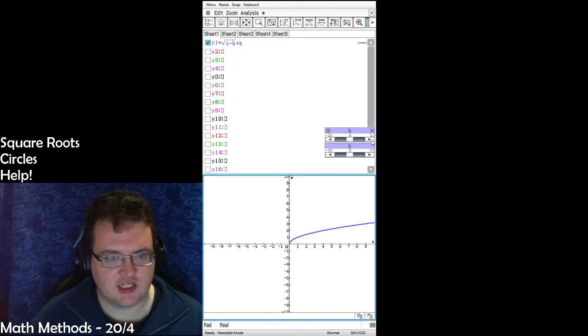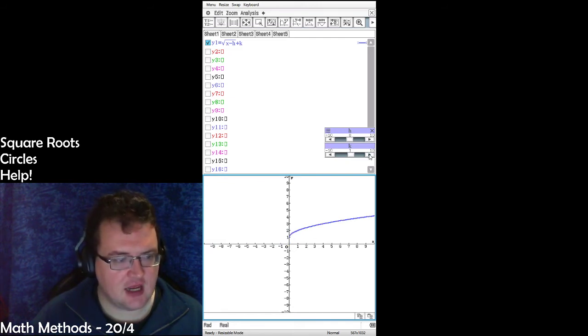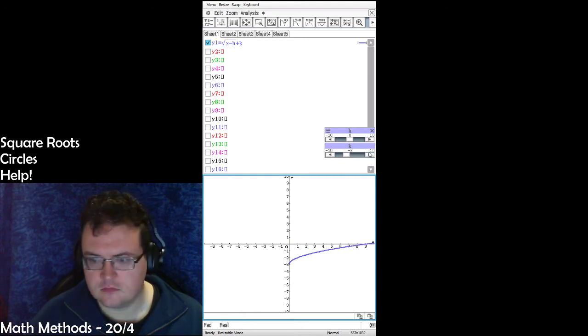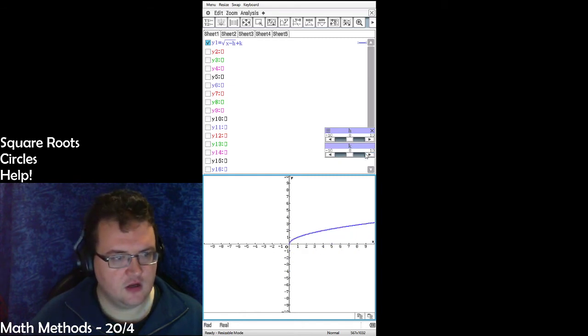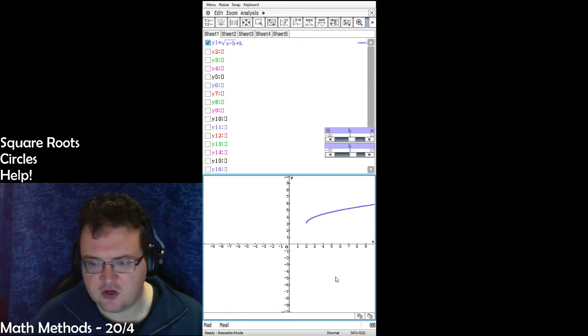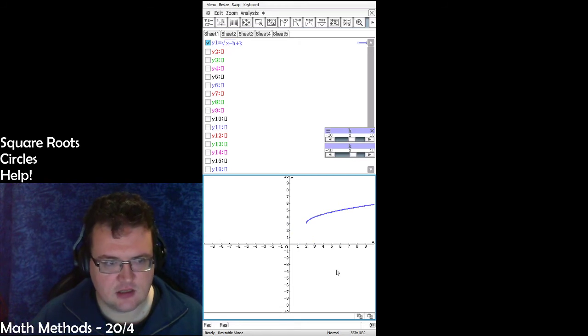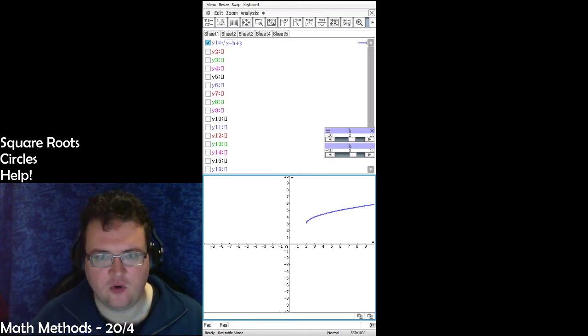So it's moving across the x-axis. And if I change k, it's moving up and down. So h moves it left and right, and k is moving up and down. But notice the graph does not exist beyond that endpoint. So in this case here, the endpoint would be 2, 3.